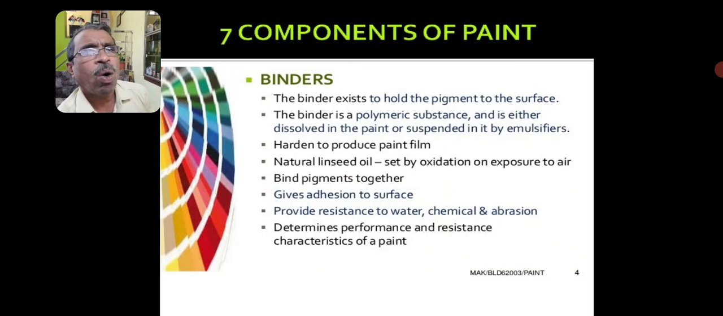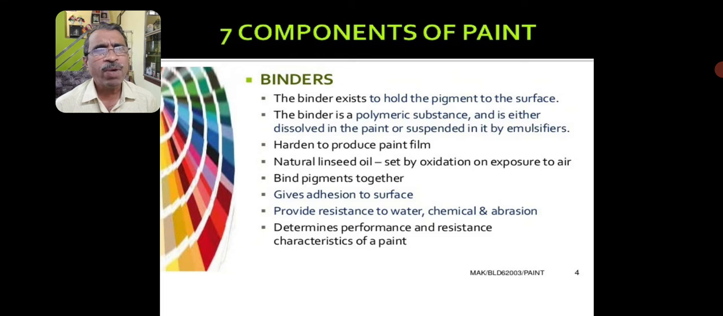The components of the paint we have already studied. One of the components is the binder. The binder exists to hold the pigment to the surface. The binder is a polymeric substance and it is either dissolved in the paint or suspended in it by emulsifiers. It hardens to produce the paint film. Natural linseed oil is generally used, which sets by oxidation on exposure to air. So it binds pigments together. The binder gives adhesion to the surface.